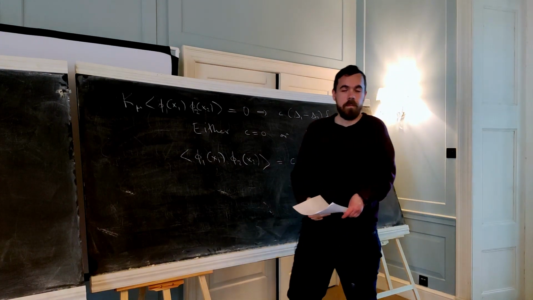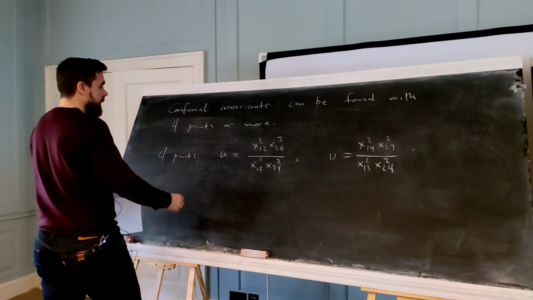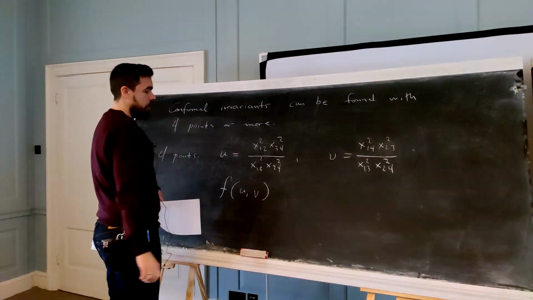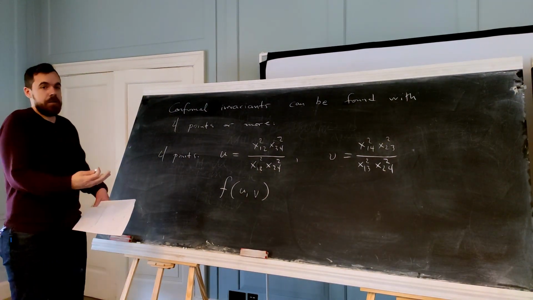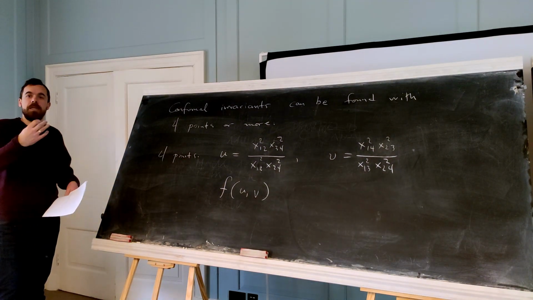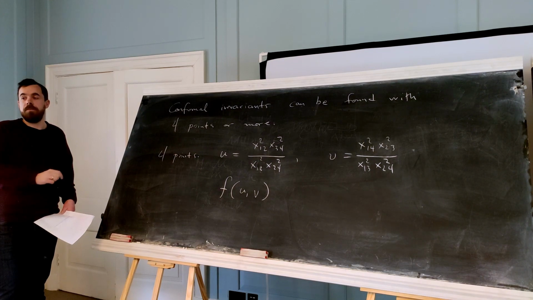For the 4-point function, I cannot fix the x dependence because there will be an undetermined function of u and v that the conformal transformations will not fix. And this can be any function of u and v in principle. But we'll see that it's not, but it could be any at this stage.